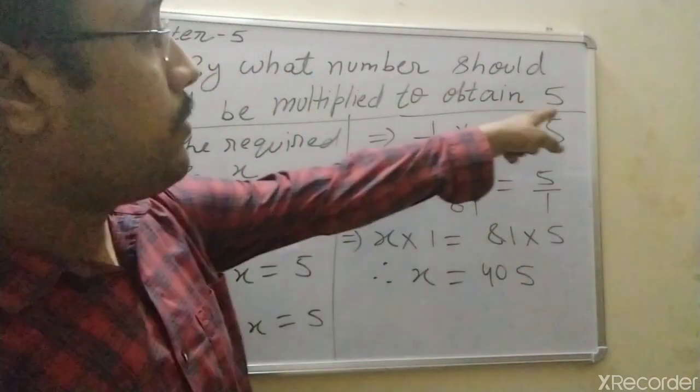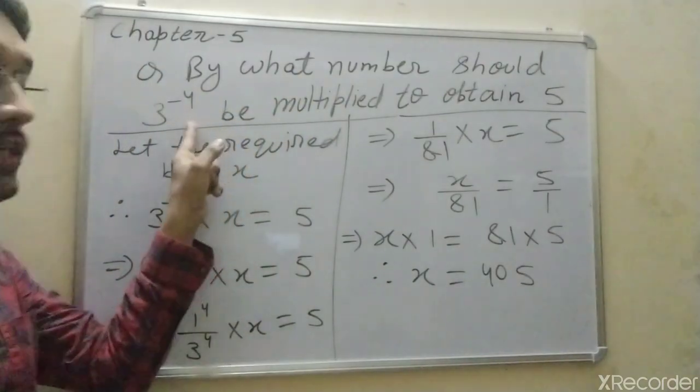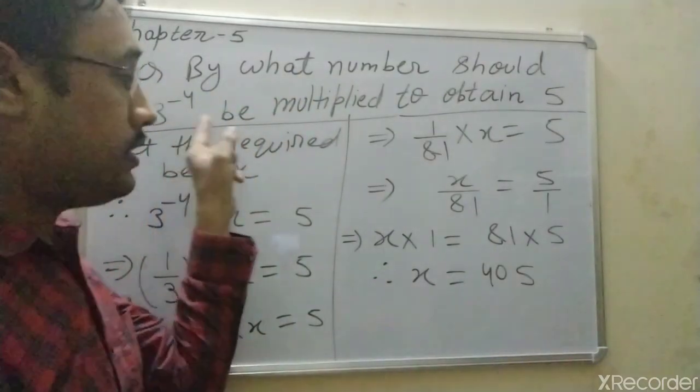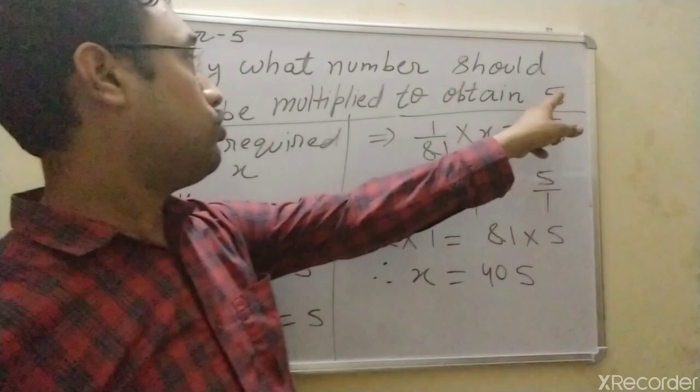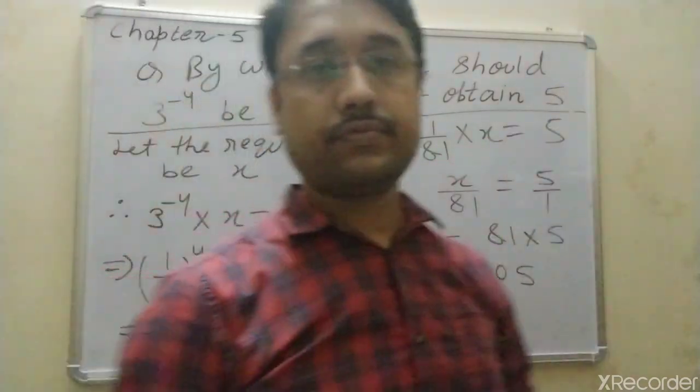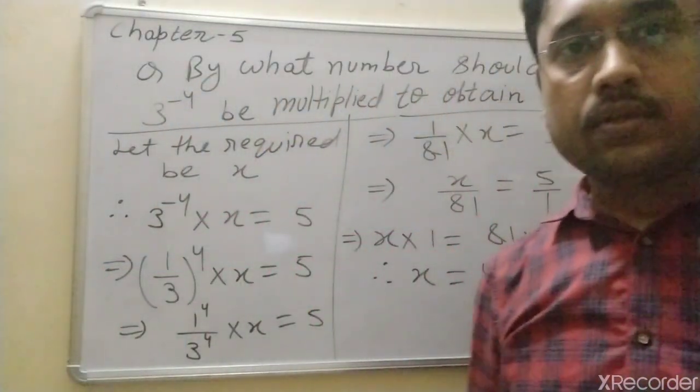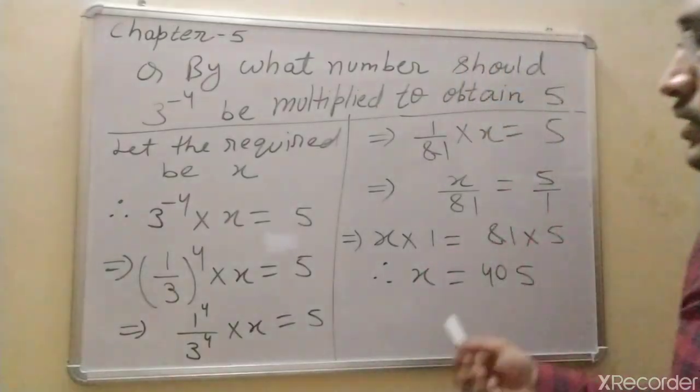Hence the required number by which you multiply 3 to the power minus 4 to obtain the product 5 is 405. Okay, you can see this.